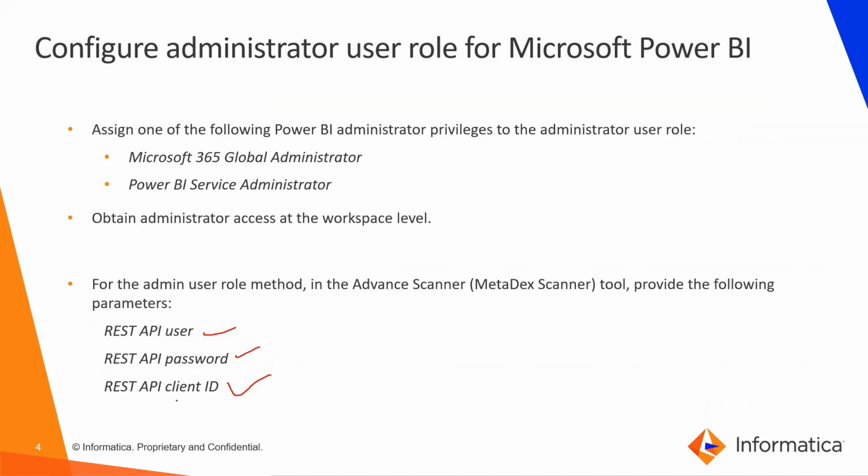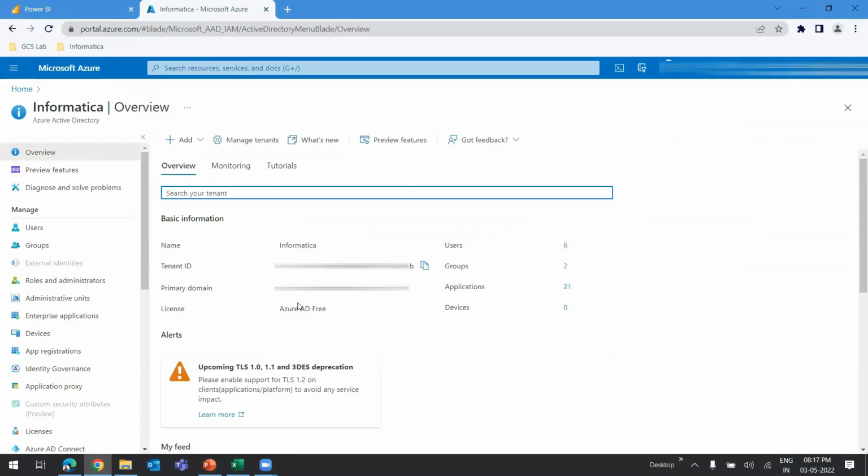Now, to get the client ID, what we need to do is go to the Azure dashboard. In the Azure dashboard, we need to create one native application, and that application ID will be treated as a client ID for this administrator user.